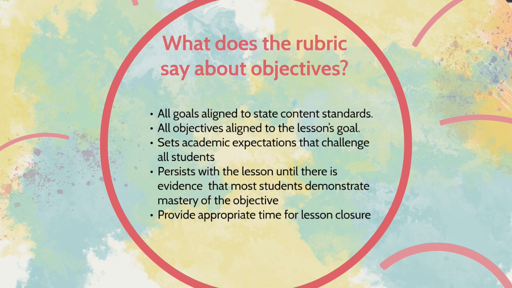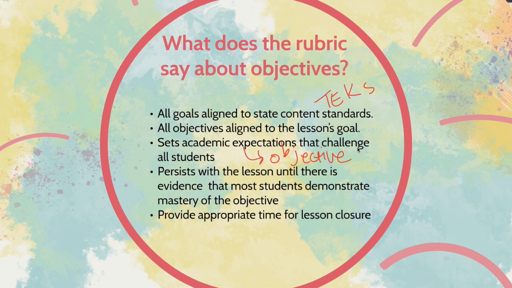So from our rubric, we have all goals aligned to the state standards. So for us, that's our TEKS. We have objectives being aligned to the lesson's goal. So if your lesson's goal is that your kids know the arguments for and against ratification of the Constitution, then your objective should be aligned to that, where you are having students summarize those arguments. Setting expectations that challenge all students: you are setting your academic expectation through your objective and then aligning your activities to that objective.